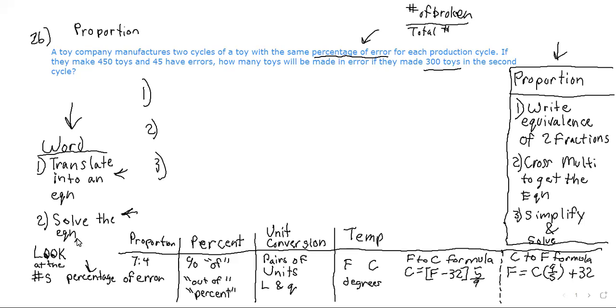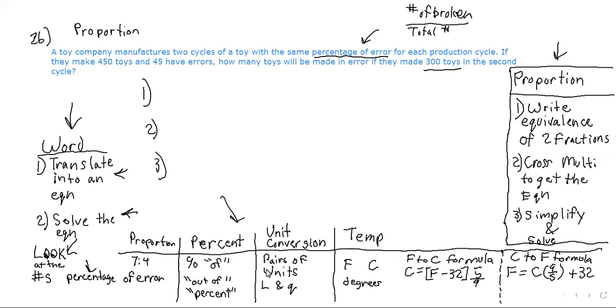We simply look at the numbers, and we use this table down here. We look at the numbers, and if we see pairs of units, like liters and quarts, then we know it's a unit conversion problem. If we see percent, or the word of, or out of, or the word percent, we know it's a percent problem. If we see proportion notation like these two dots or the words percentage of error, we know it's a proportion problem. If we see the capital F and the capital C in degrees, we know it's a temperature problem.